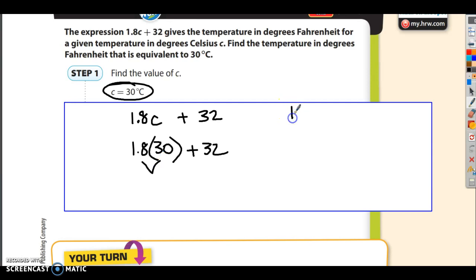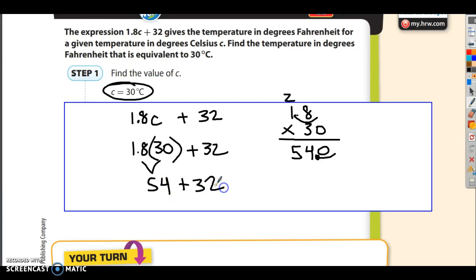One way to do that is just to do 1.8 times 3 and annex this 0. So the 0 won't matter in the digits, but it will matter in the value. 3 times 8 is 24. 3 times 1 is 3, plus 2 is 5. And then count over one space, 54. The answer to 1.8 times 30 is 54.